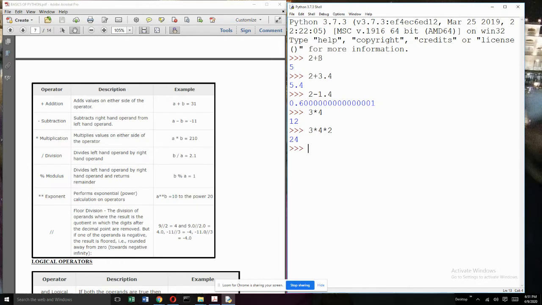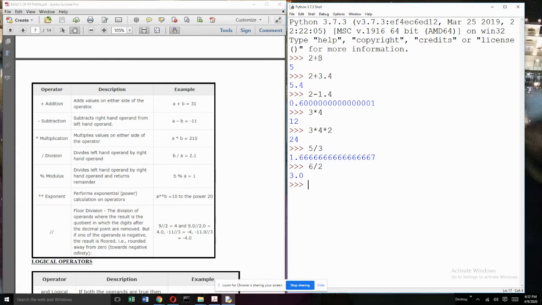Now the next is the division operator. In Python 2 versions, if an integer was divided by an integer, the answer would have been an integer. Only if the numerator or the denominator was a floating number would the answer be float. Whereas in Python 3 and above, it is not so. Even if your numerator and denominator are integers, it will give you the answer as a float. So 6 divided by 2 is 3.0.